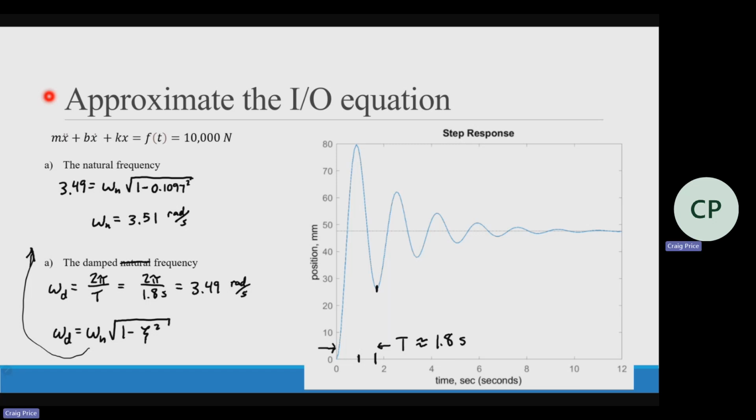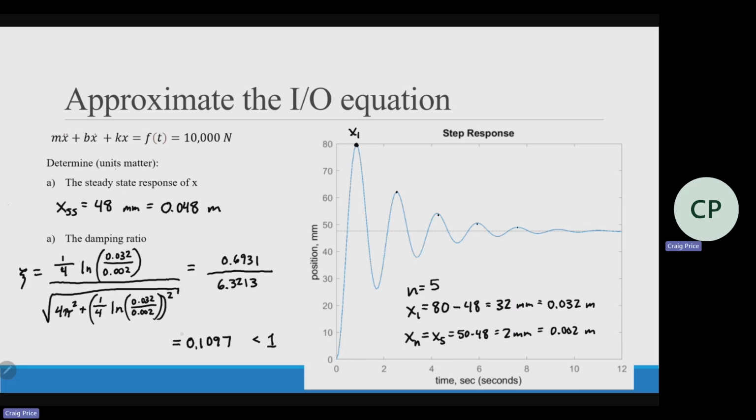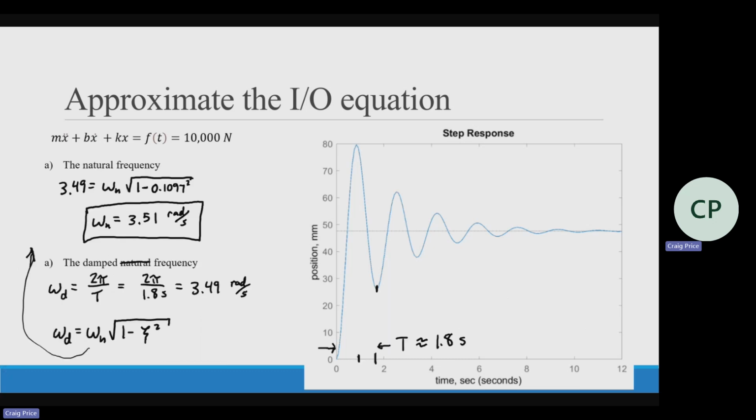So just as a recap, this is really important because that goes into my standard form equation. So really, to find M, B, and K, the main things I've got to find first are the damping ratio using the log decrement formula, and the natural frequency. For me, I think it's easiest to look at the period, find the damped frequency, and then work back from that.